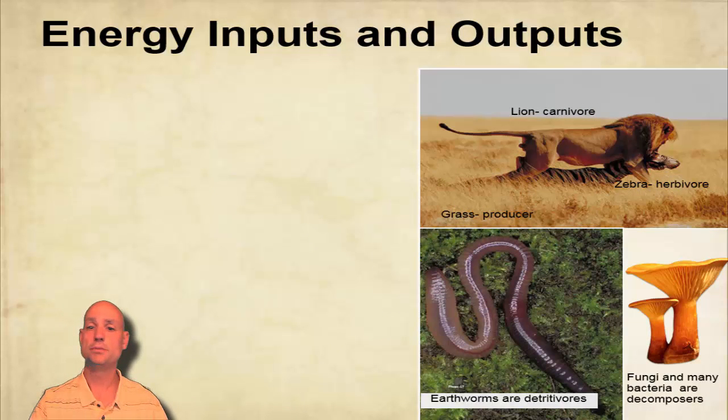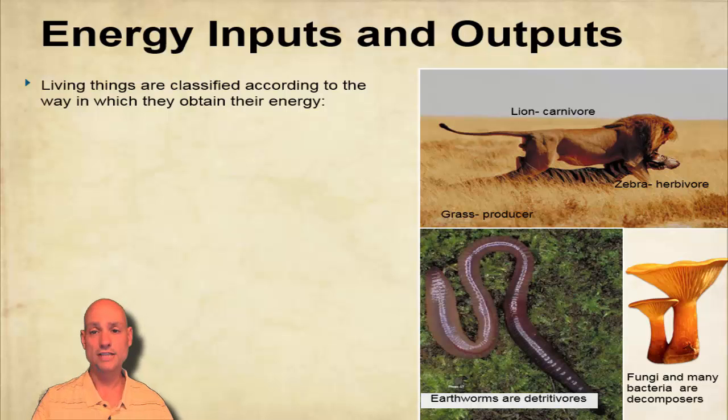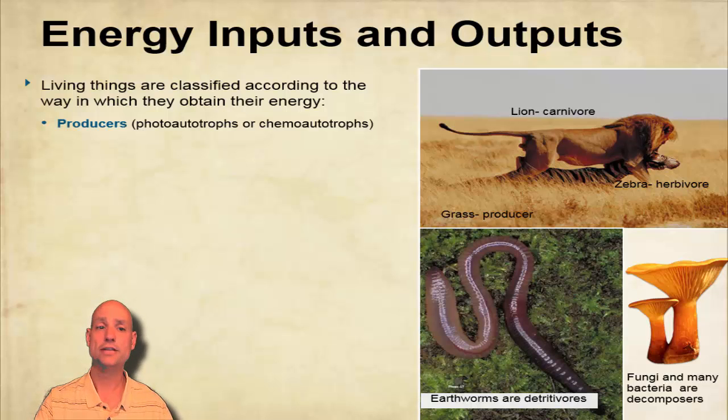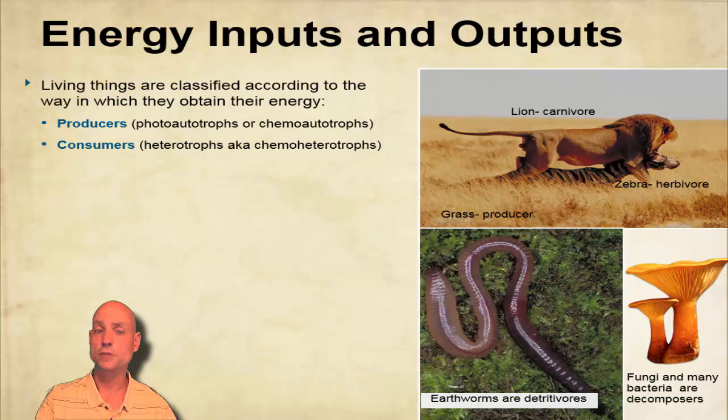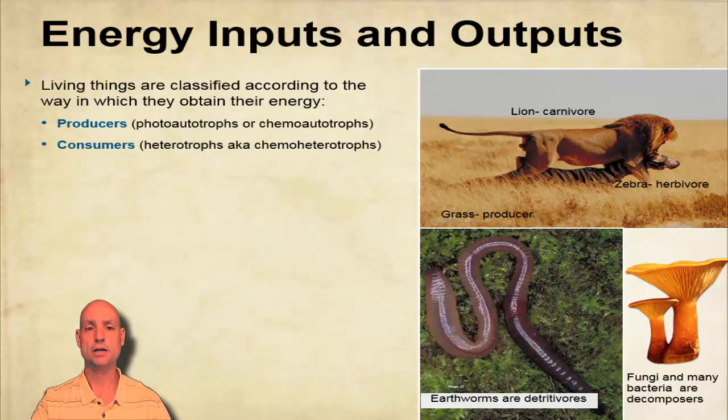All right, so energy inputs and outputs. First off, you need to know that all life is classified by how they get their energy. We have producers, those organisms that do photosynthesis or create their own organic molecules from inorganic molecules. Consumers have to eat preformed organic molecules. They have to consume them. So producers can make those organic molecules, while consumers have to consume preformed organic molecules.